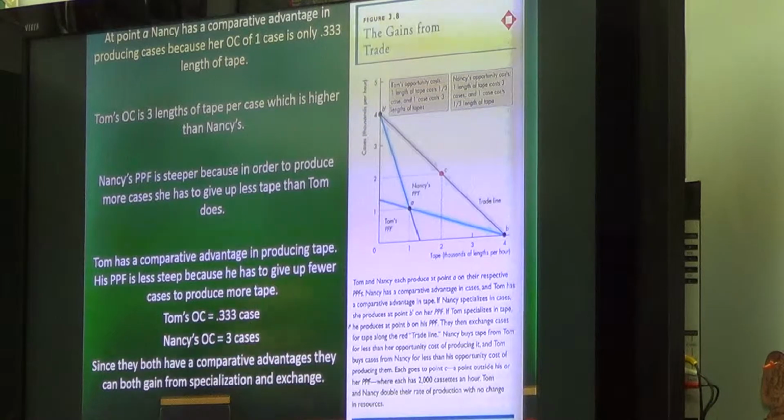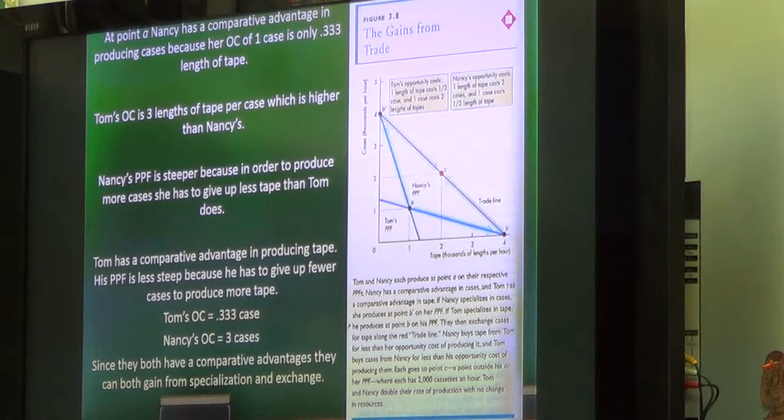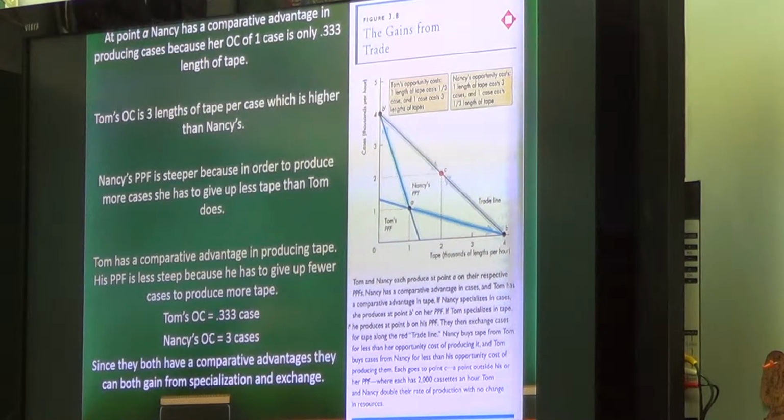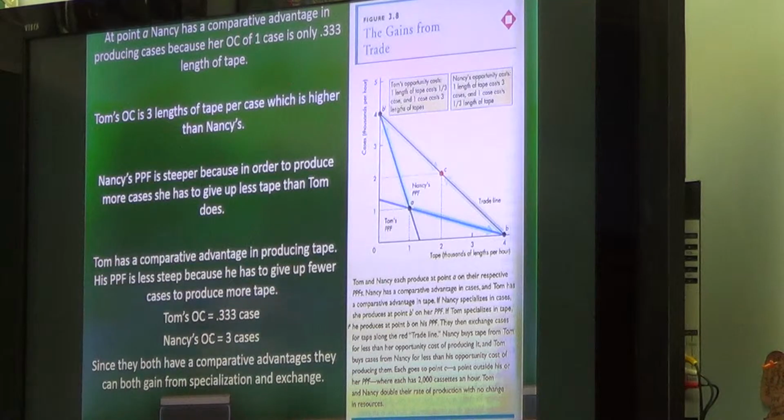So since they both have a comparative advantage, where Tom can make tape at a lower opportunity cost and Nancy can make cases at a lower opportunity cost, they would both gain from specializing in just what they're most productive in, or what their lowest opportunity cost is in, and then trading. So they both gain from specialization and exchange.